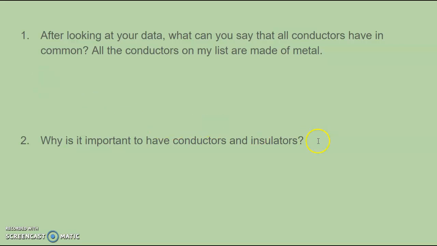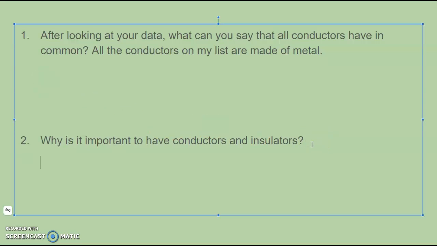All right, now the next question is going to be a longer response, maybe 3 or 4 sentences, and it says, why is it important to have conductors and insulators? So pause the video and think about, why do I need things that electricity can go through and things that electricity can't go through? Okay, so here are some ideas that we came up with. I'm not going to write out the whole paragraph for you, but you can use these ideas.